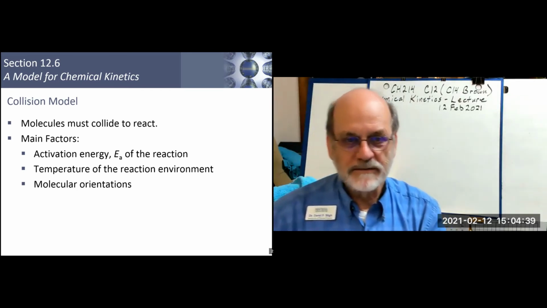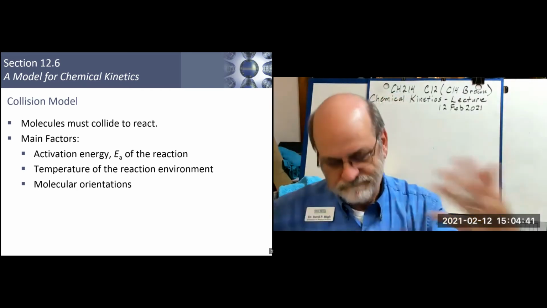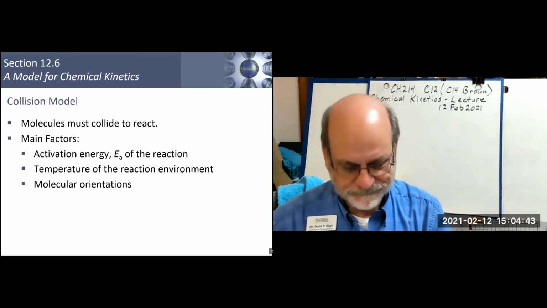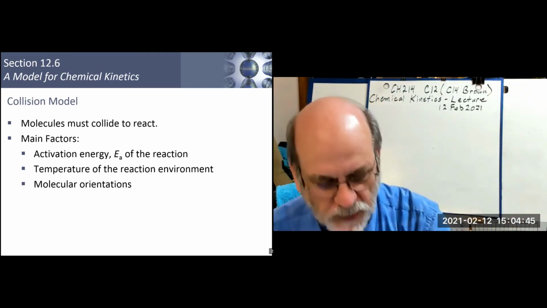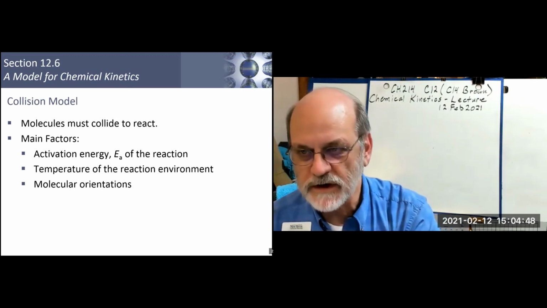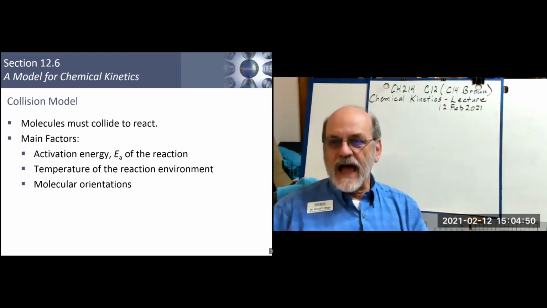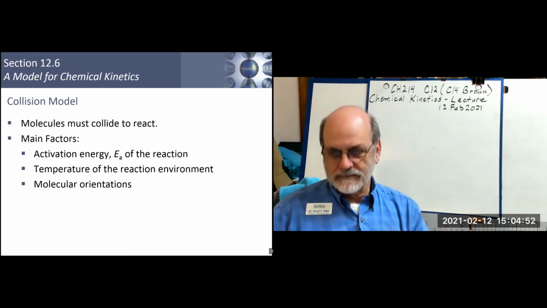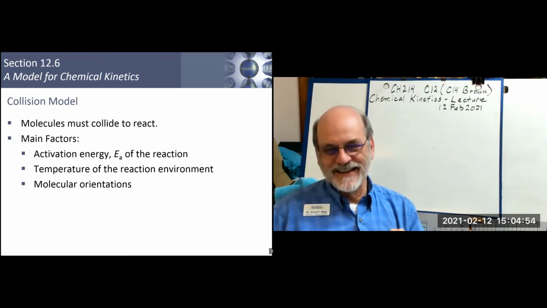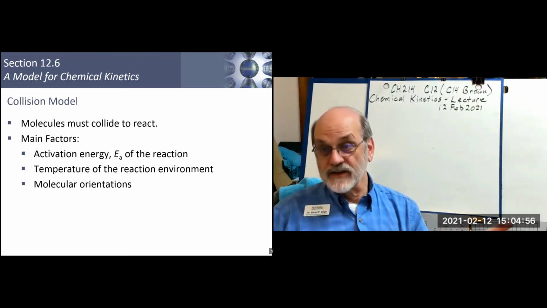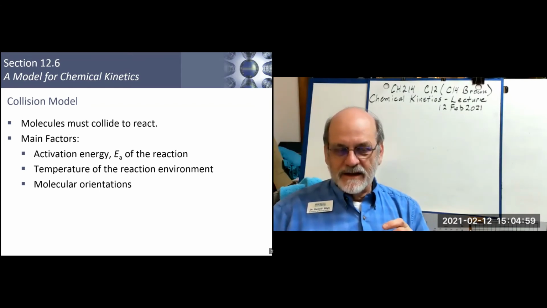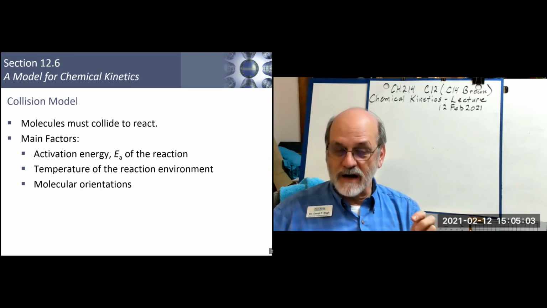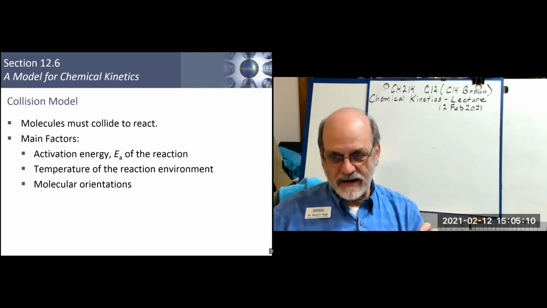He proposed it just to pull things together in his own mind. It really wasn't a valid theory. He just called it action at a distance. Which really says nothing. What this model says about chemical kinetics is the collision model is just that. Molecules must collide to react.